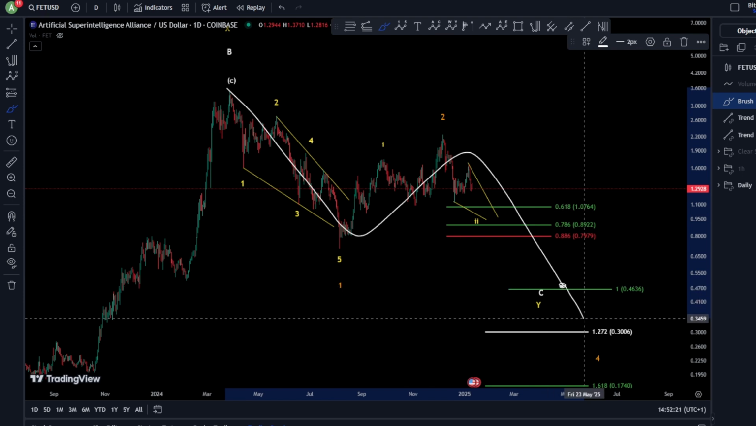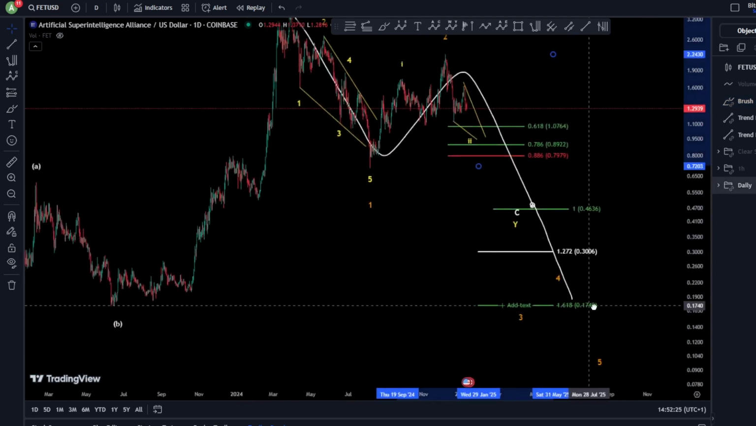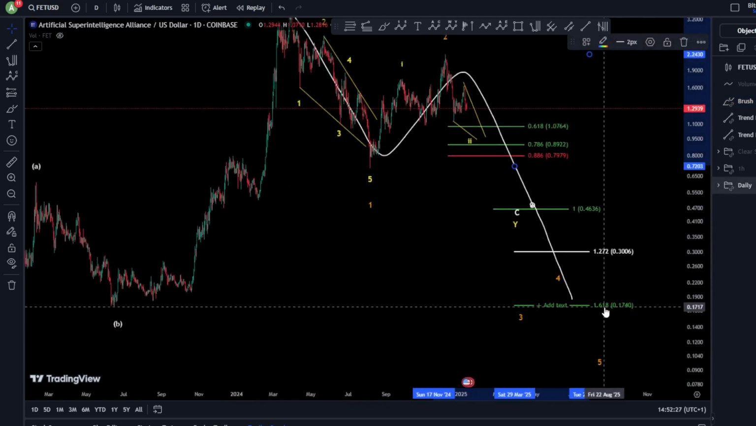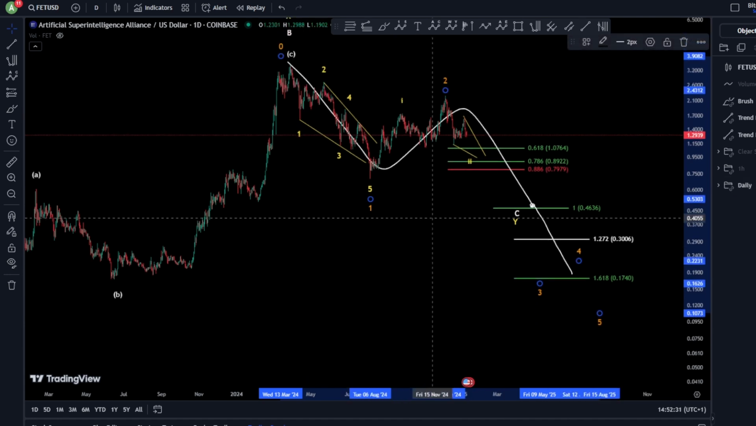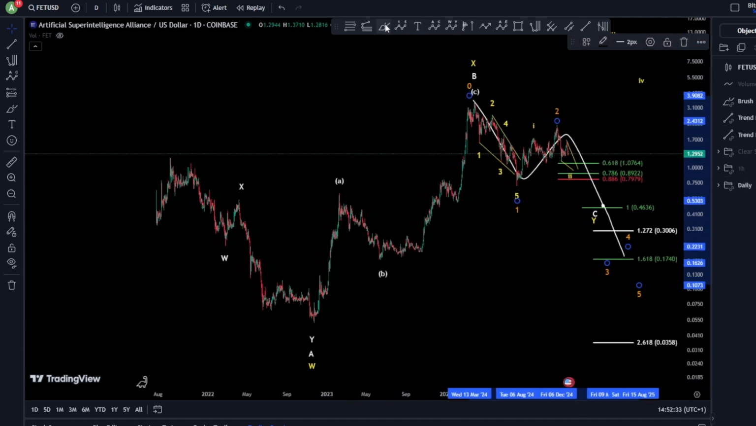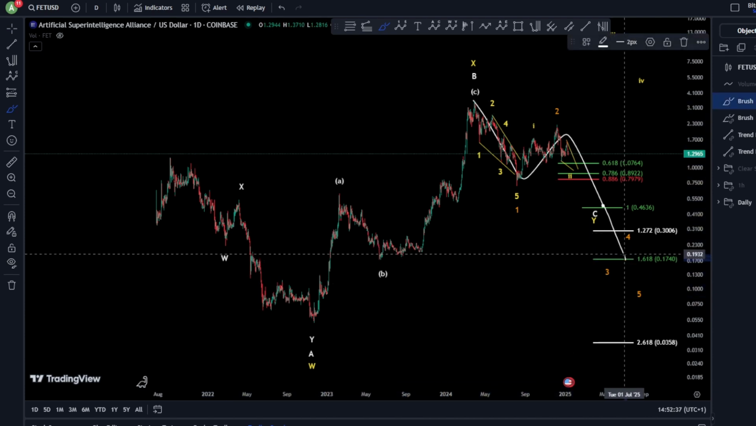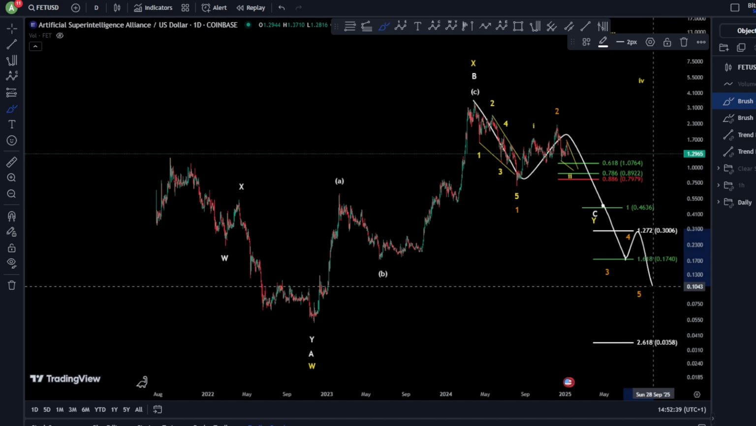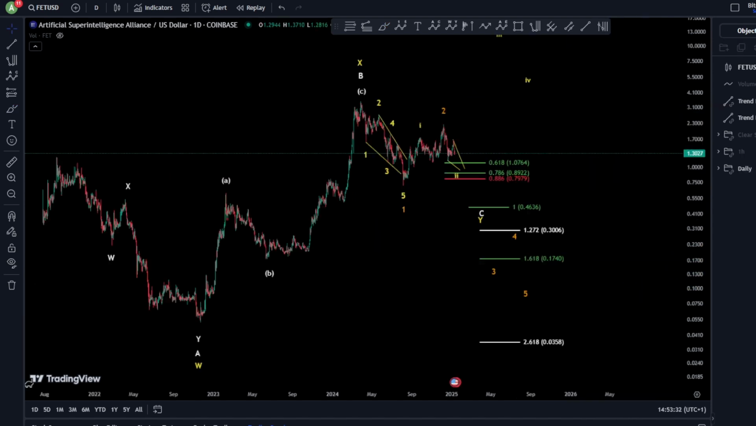In case we broke this zigzag, meaning that we are impulsive and we're moving to this target, which is the 1.618 for your wave 3 in an A, B, and a C expanding flat in a bigger view, A, B, and a C. Your wave 3 is 1.618, 4, and a 5, continuation towards the downside.